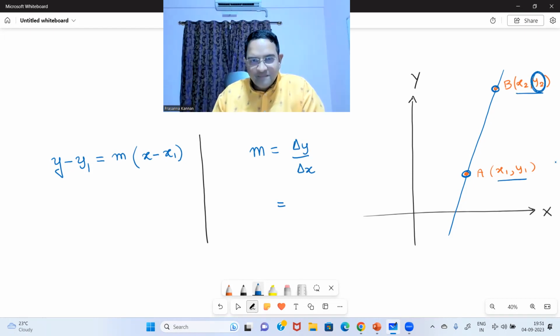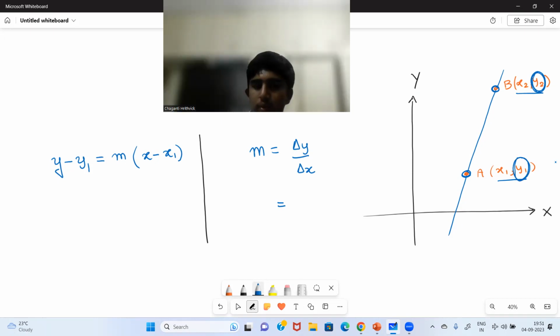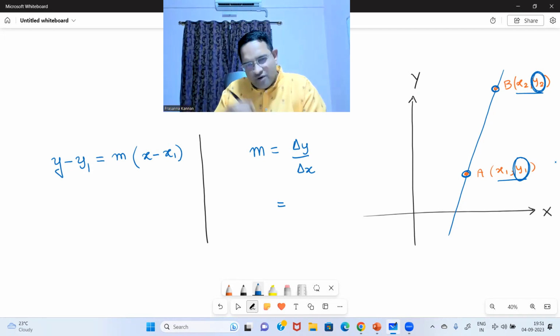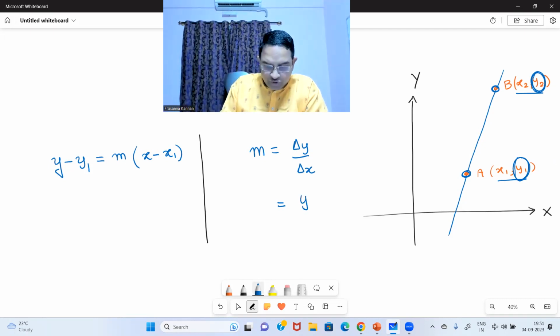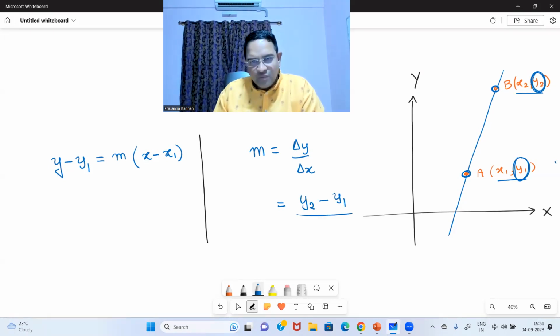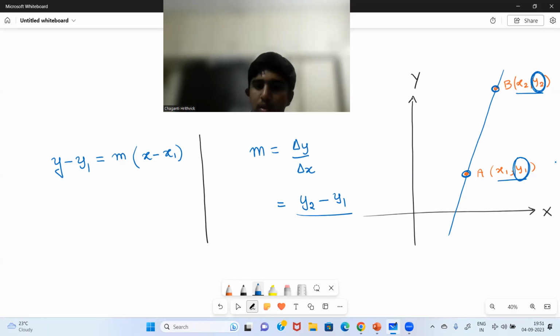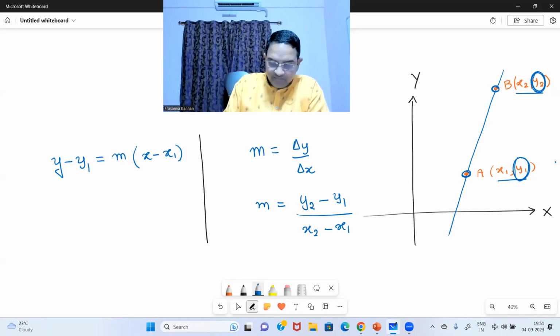Tell me, what is the change in y? It's in front of you. y1 minus y2. Yeah, you can say y1 minus y2 or y2 minus y1. Usual convention is writing it as y2 minus y1. What is the change in x? x2 minus x1. Yes. That's it.